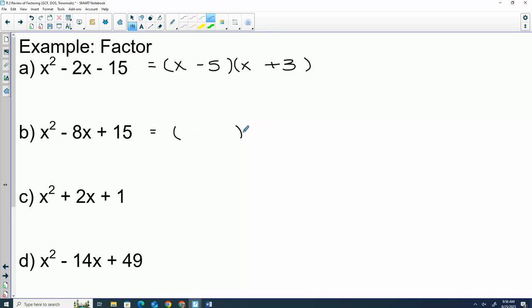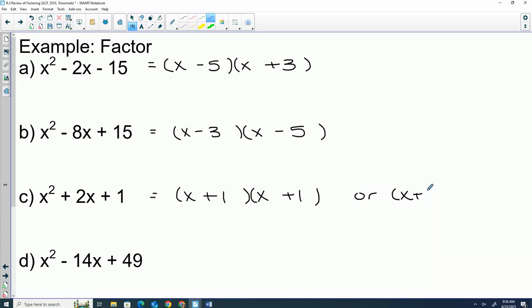Second one, multiply to a positive 15, so they're the same sign. Add to negative 8, so they're both negative. So negative 3 and negative 5. C, multiply to a positive 1, so same sign. Add to positive 2, so both positive. So 1 and 1. And you can also write that as x plus 1 squared. And the last one, multiply to 49, so same sign. Add to negative 14, so both negative, so negative 7 and negative 7. x minus 7 squared.